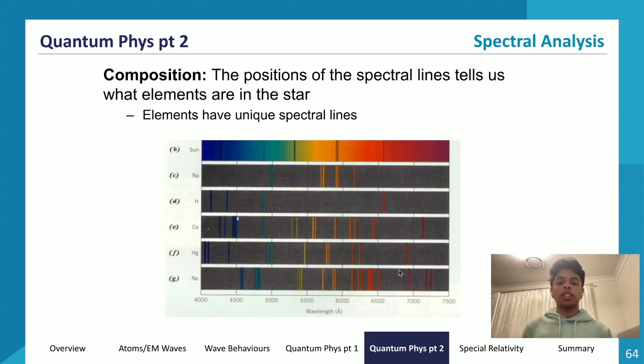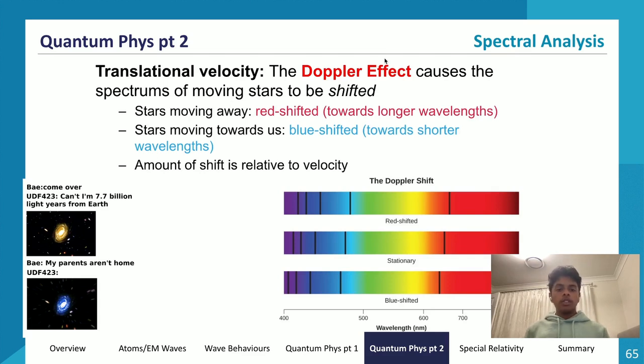So that's another practical application of the photon model of light, or our understanding of light as photons. So we can calculate the chemical composition of stars. What else can we do? We can calculate the translational velocity. Translational velocity is basically calculating: is the star moving towards us or is the star moving away from us? This is an application of the Doppler effect, which we also did in Year 11. So it's like another wave property, basically.